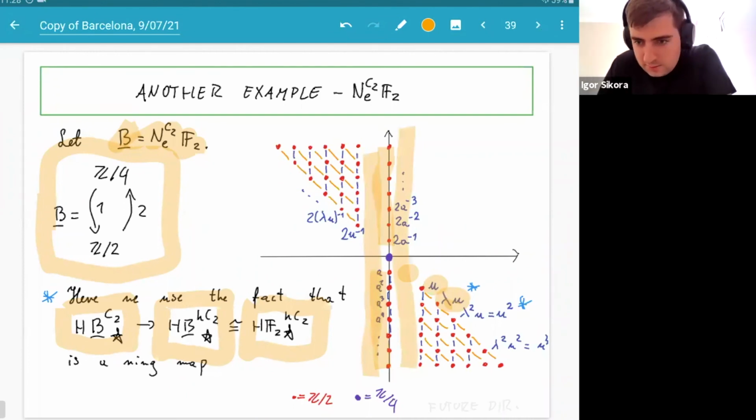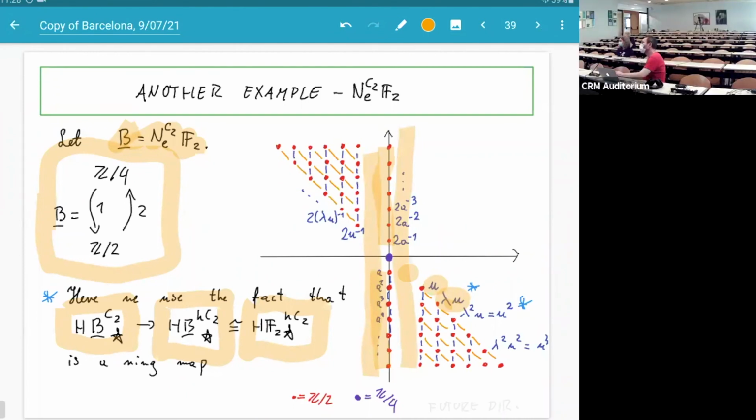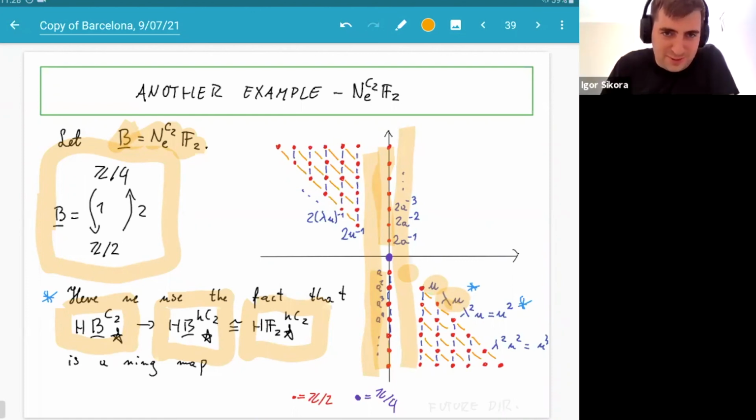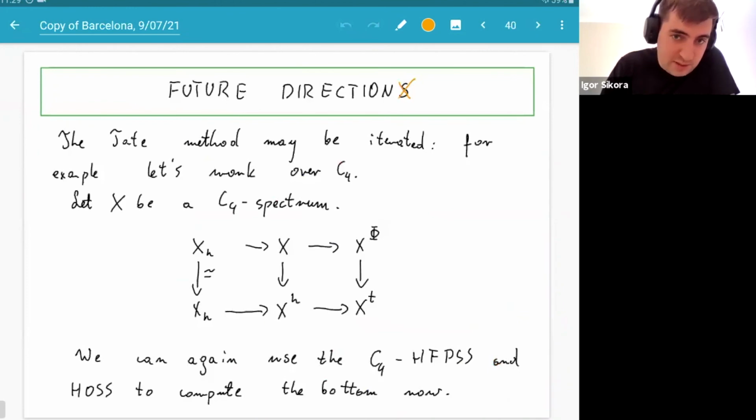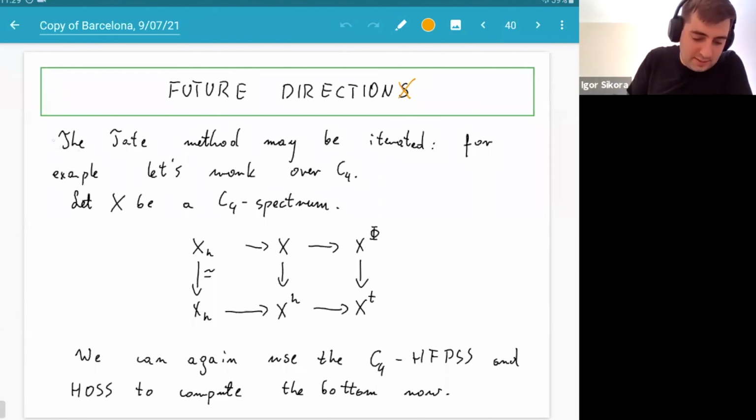Okay, so I have 2 minutes left, or maybe a little bit more because I started with a small delay. So let me say a couple of words about future directions with these computations. Actually, this will be a future direction because there is only one direction which I can think of. The Tate method may be iterated.